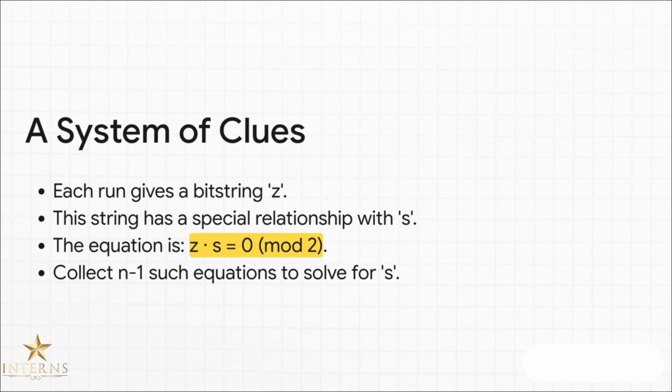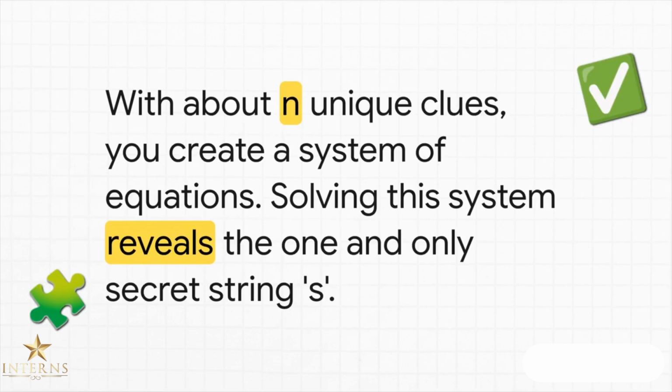And here's the cool part. Each clue you get essentially acts like a filter. It tells you something about S. And in fact, each valid clue you find rules out half of all the remaining possibilities for what S could be. So what do you do? You run it again, get a second clue. Run it again, get a third. After just a handful of these runs, you've collected enough unique clues. You put them all together, and it's like a system of equations. You can just cross-reference them and figure out the one and only one value for S that satisfies all the clues. And just like that, the mystery is solved.